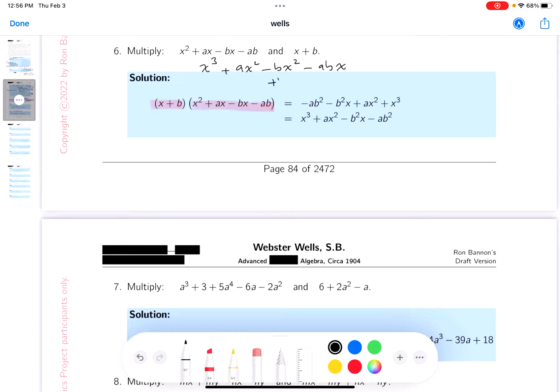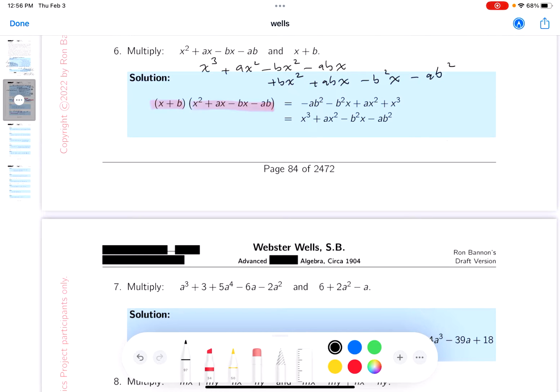Bx squared. You notice I line things up, by the way. And then what do you get? Well, abx. And then you're going to get minus b squared x. And then you're going to get minus ab squared.